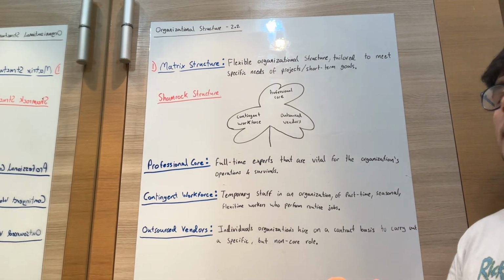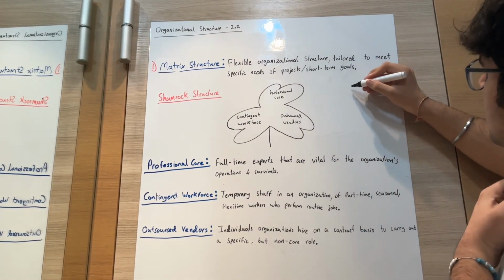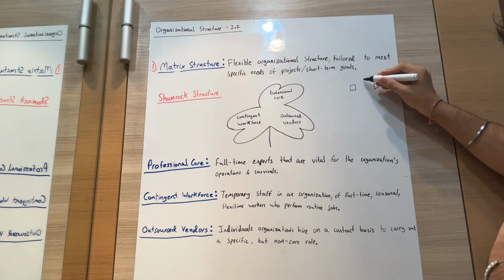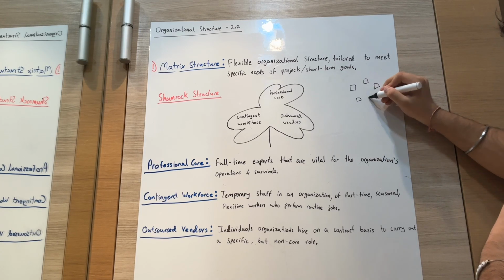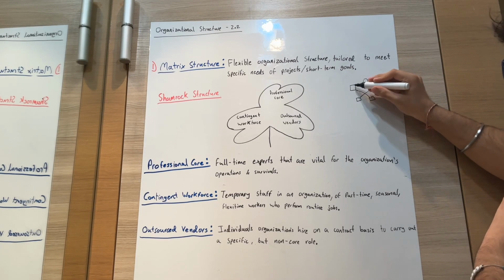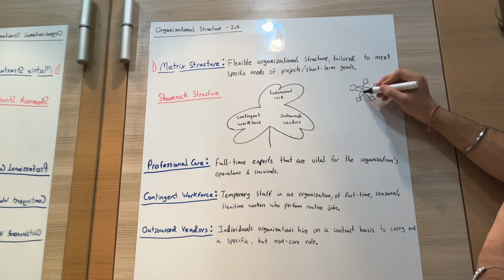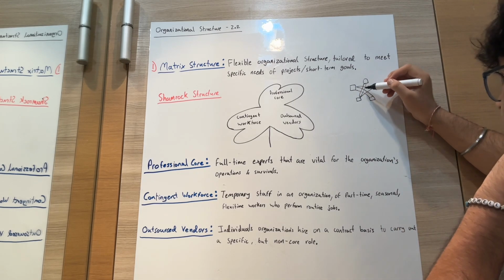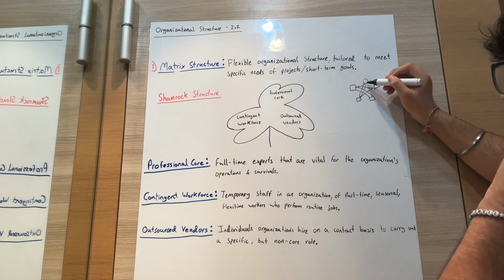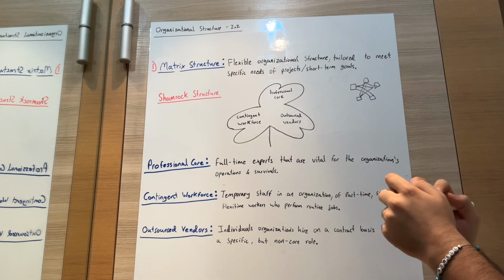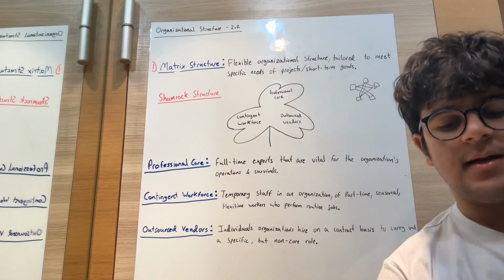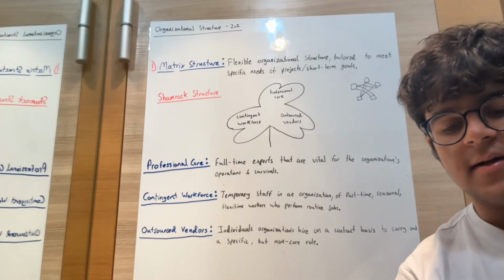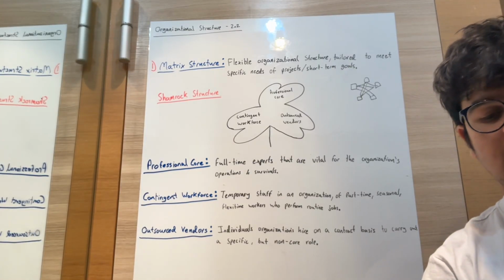Now, I'm not going to draw it. Actually, I'll draw a simple part. It'll be like one guy here, one guy here, one guy here, one guy here, one guy here, and they all have levels of hierarchy with each other. So that's basically what a matrix structure is. And that's about it for the HL matrix structure.